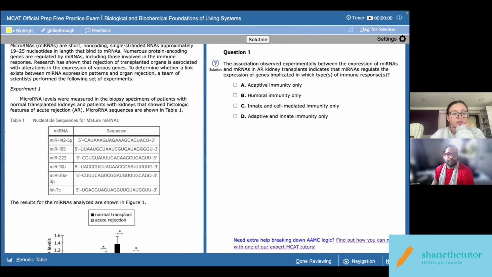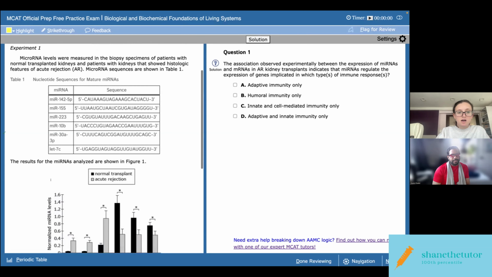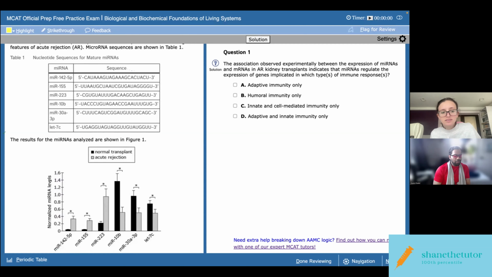I'll just read it from the beginning. MicroRNA levels were measured in the biopsy specimens of patients with normal transplanted kidneys and patients with kidneys that showed histologic features of acute rejection. MicroRNA sequences are shown in Table 1. On the test, spend like 15 seconds looking at this table and see if you can find any meaning in it. So it looks like we have various types of microRNA and the various sequences for the microRNAs.